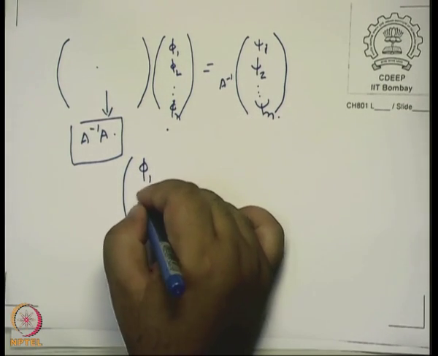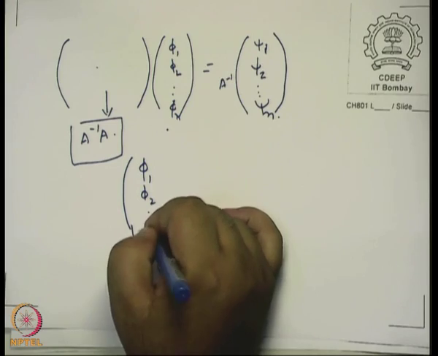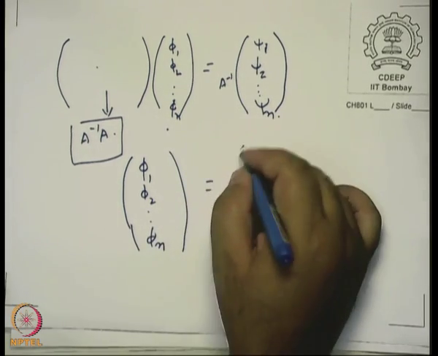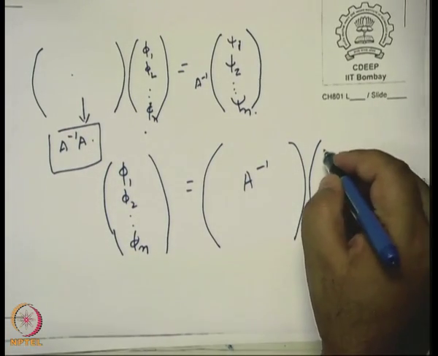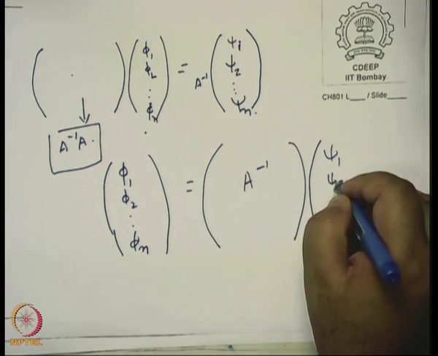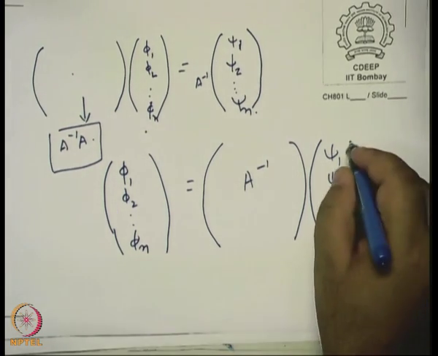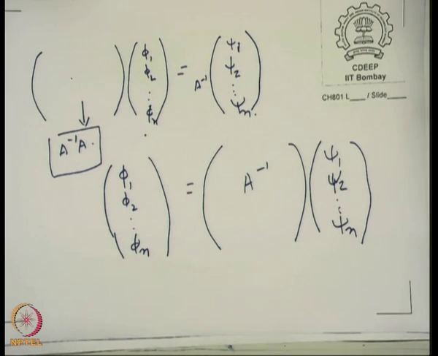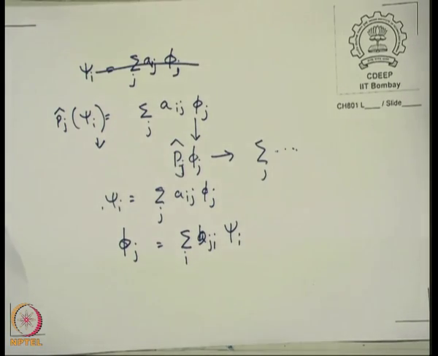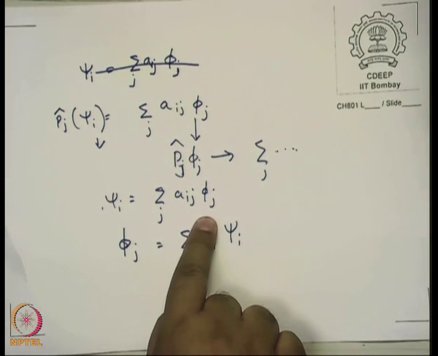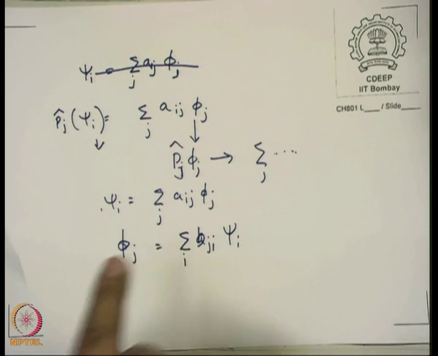So, what does the equation now become? Phi 1, phi 2, so on and so forth up to phi n is given by some square matrix A inverse multiplied by psi 1, psi 2, so on and so forth up to psi n. Do you agree? I am just left multiplying by the inverse. Okay. So, that is what I mean when I say that if you can write psi I as a sum of phi j's, you should also be able to write each phi j as a sum of all the psi i's.